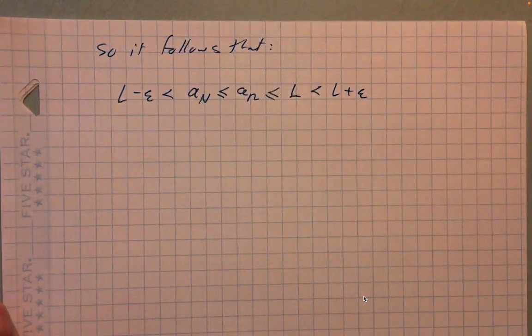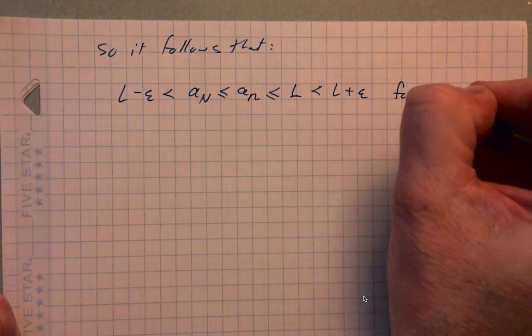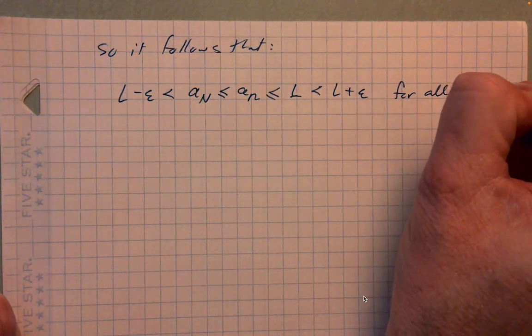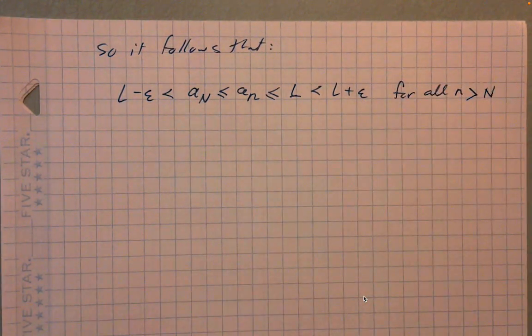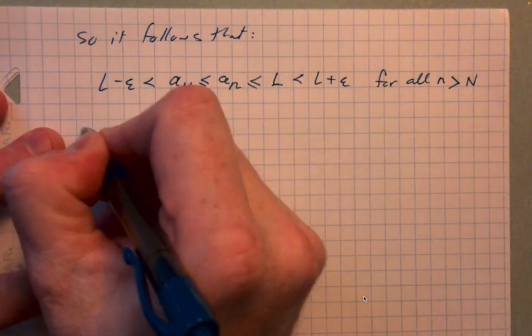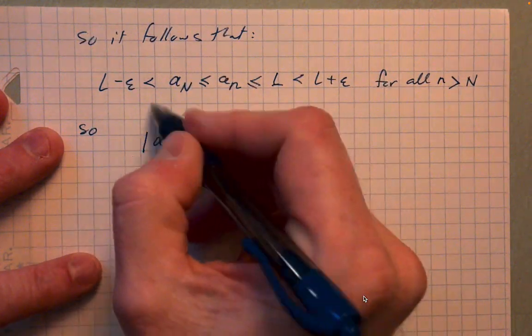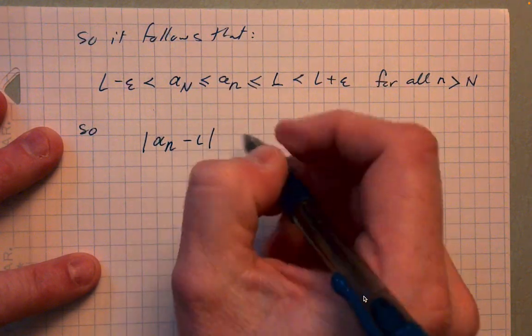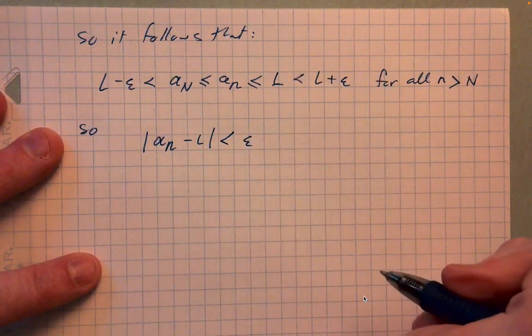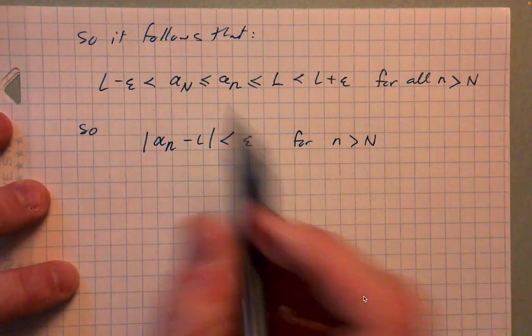We haven't said that yet, but that's obvious too. Epsilon is some positive quantity. If I add that to L, it's above it. And this is going to be true for all n greater than big N. This inequality holds for all n greater than big N. So then clearly we can see that the absolute value of A of little n minus L is less than epsilon for n greater than big N. Is that what we see here?